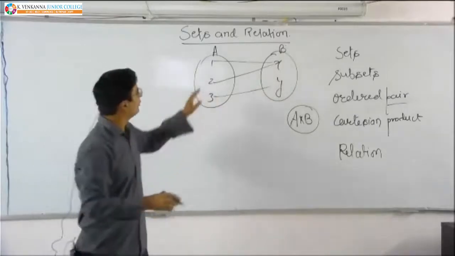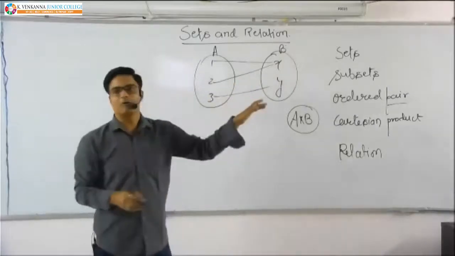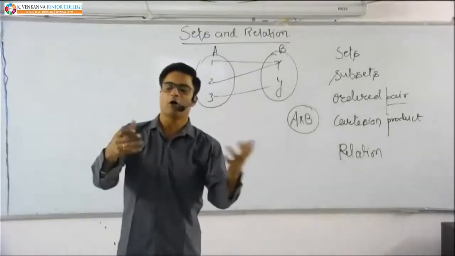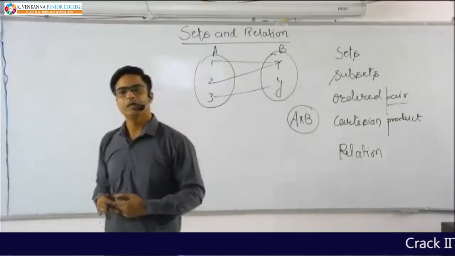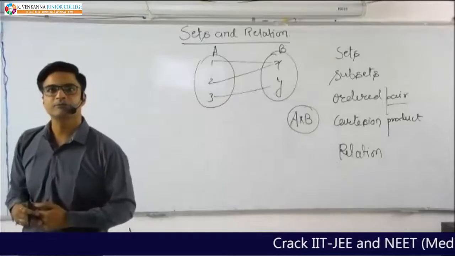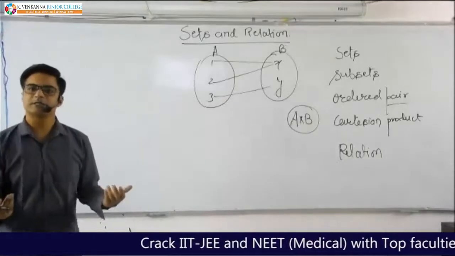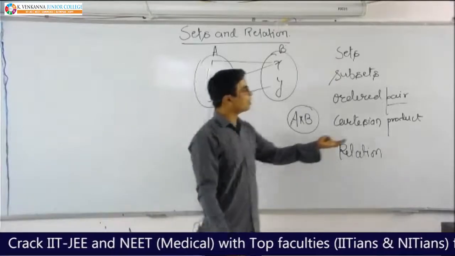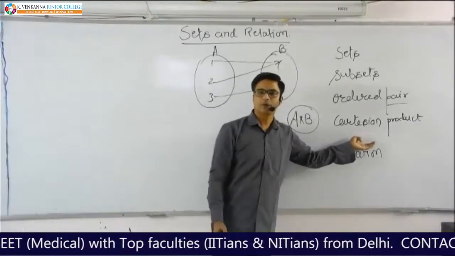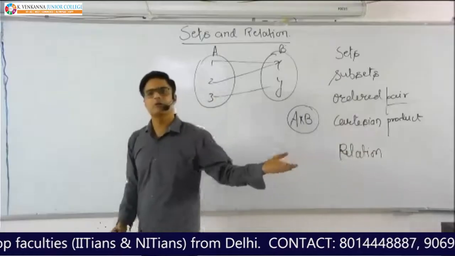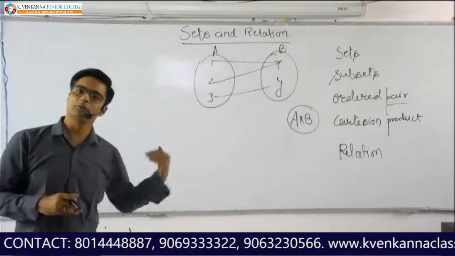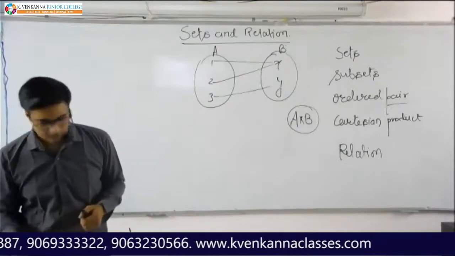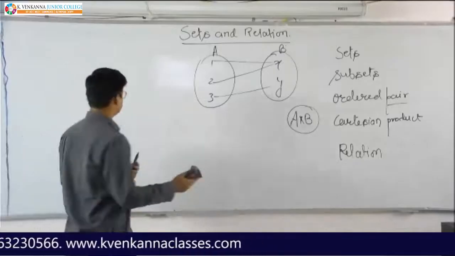Let's say 3 is connected with Y. So (1, X), (2, X), (3, Y), these are basically ordered pairs. And if you make a set, then it will be called a relation. So relation is nothing but a subset of Cartesian product. So understand the sequence through which we have reached relation. After that, we will come to functions also. So this is a recap.